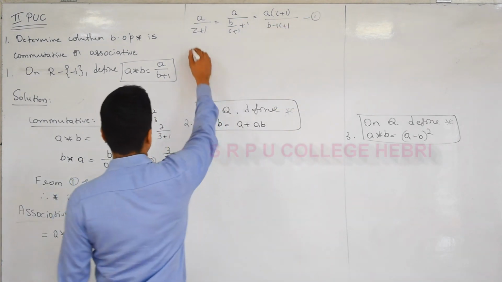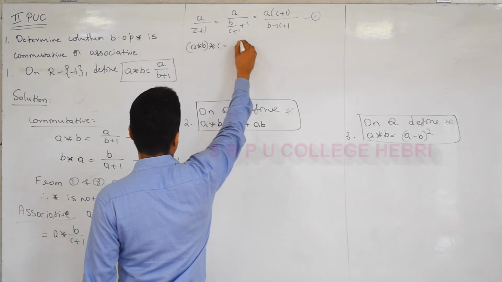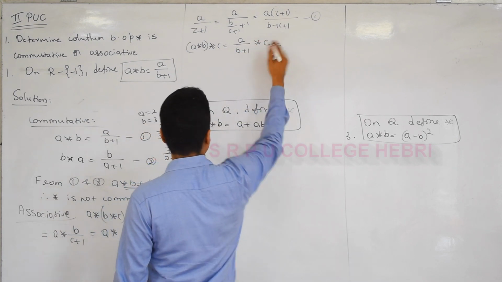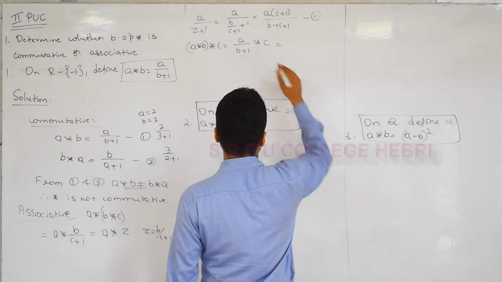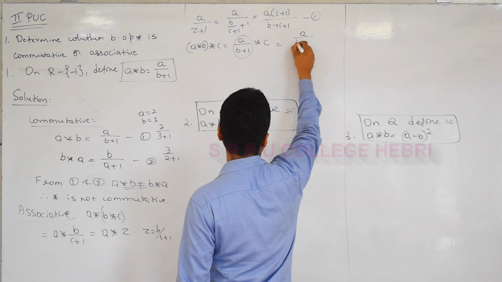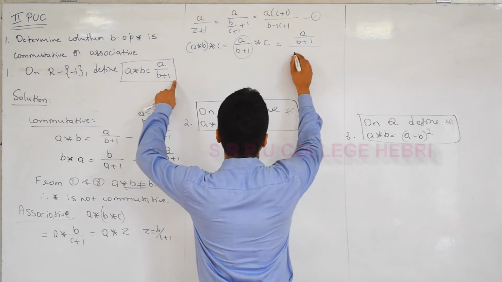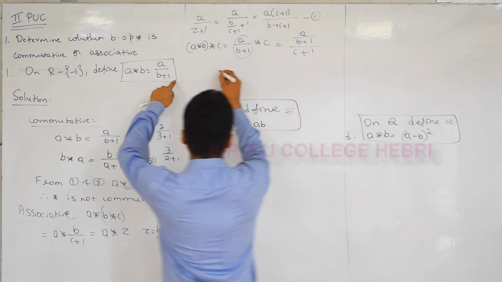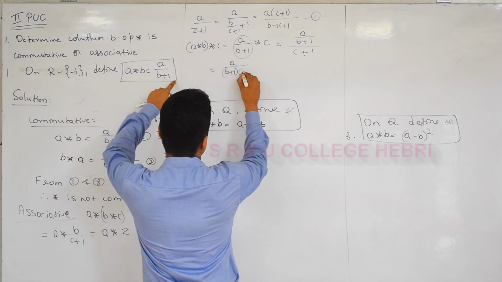Similarly, next, A star B star C, that is (A star B) star C, which is A by B plus 1 star C. You can also substitute directly, not an issue. When substituting directly, in place of A, this whole A by B plus 1 goes in, so it is A divided by B plus 1, and then B is replaced by C plus 1. Simplifying, it becomes A by B plus 1 into C plus 1.